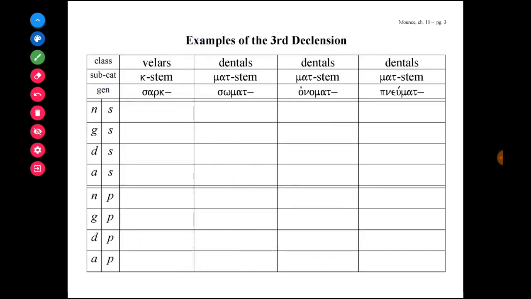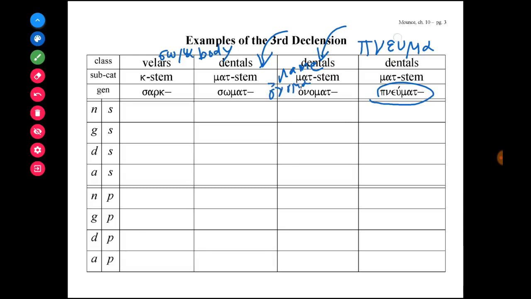Then I'm going to look at the word pneuma. By the way, onoma is going to look like pneuma, and soma is going to look like pneuma. It's going to look exactly the same. Soma is the word for body, and onoma is the word for name. This is new vocabulary this week. So soma, and this is onoma, and then here we have pneuma.